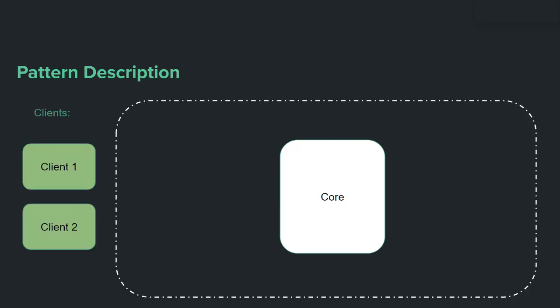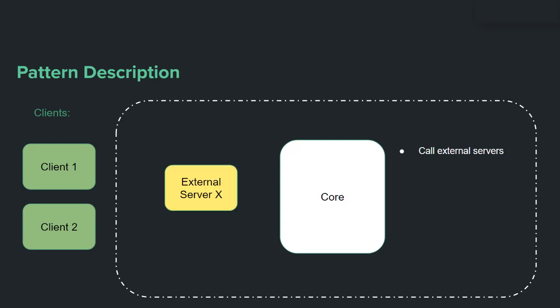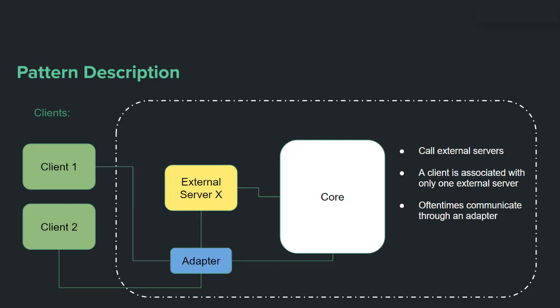Alright, let's move to clients now. Clients, well, are clients. Such components are external to the system and they seek its functionality through external servers. A client is associated with only one external server, and it communicates with it through an adapter which serves as a middleware or as an API gateway in a microservices system.